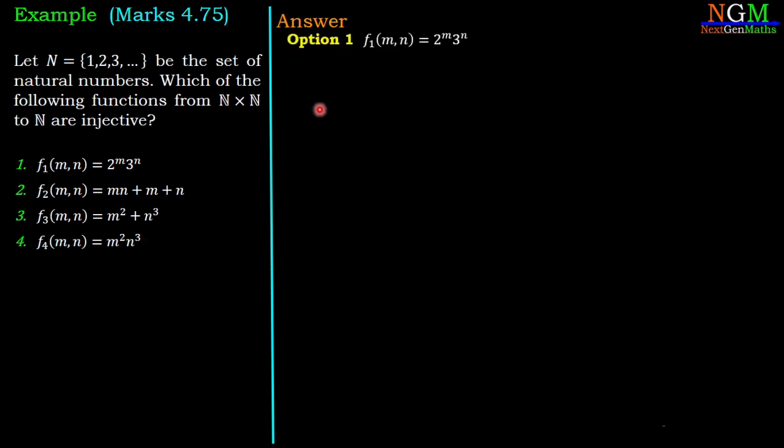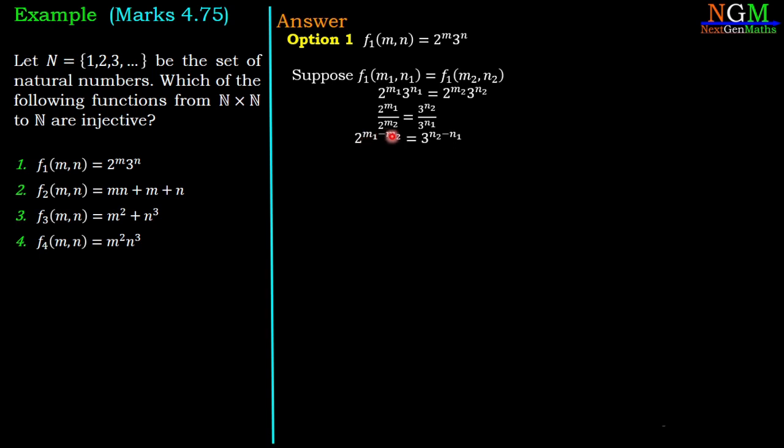So first option, f1(m, n) equal to 2 power m 3 power n. Suppose f1(m1, n1) equal to f1(m2, n2). That means the images of two numbers are the same. By the definition, it is 2 power m1 3 power n1 equal to 2 power m2 3 power n2. If we simplify, then we have 2 power m1 divided by 2 power m2 equal to 3 power n2 divided by 3 power n1. Now, it is 2 power (m1 minus m2) equal to 3 power (n2 minus n1).